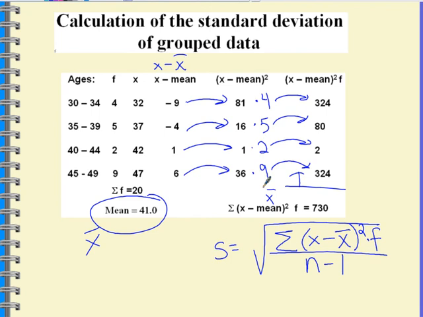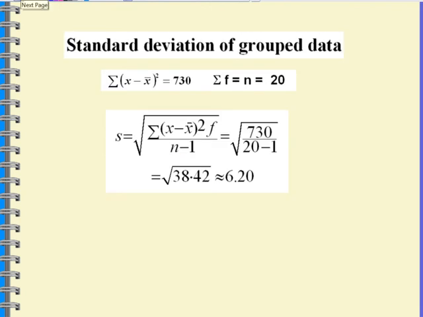So I believe I got it worked out in the next slide. I'll double check real quick. I do. That sum was 730. Remember, the sum of all of the frequencies was 20. So that 730 is my numerator, and that n of 20 minus 1 is 19. Make sure you divide 730 by 19 first. That's how the 38.42 came about. Take the square root, and your standard deviation is 6.2.